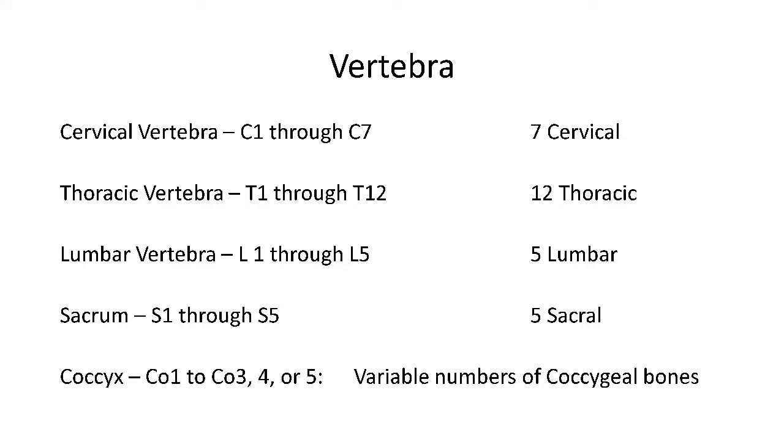The coccyx is the one region that has a variable number of bones. We call it the coccygeal bones. It can have either 3, 4, or 5. If somebody has 3 bones, they are female. If they have 4 bones, they are either gender. It doesn't seem to matter much, and 4 is the most common. If somebody has 5 bones, they are male.